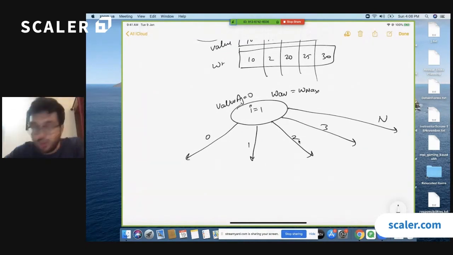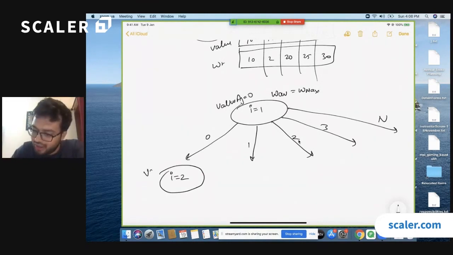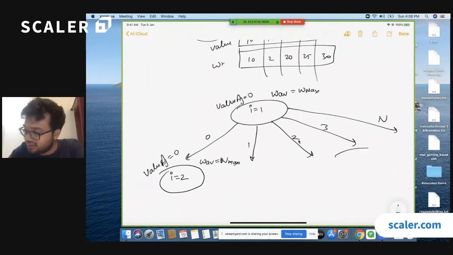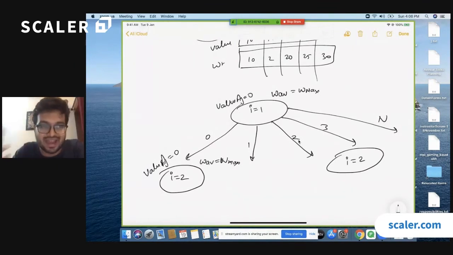Just because you have so many different options, let's try to formulate all these states. If you take the element 0 times, your problem reduces to solving for i equal to 2. Your value aggregated still remains 0, and your weight available still remains weight max. Let's assume you are taking it 3 times. What does that mean? You are now taking a decision for the second element, because you have decided how many times you're selecting the first element.